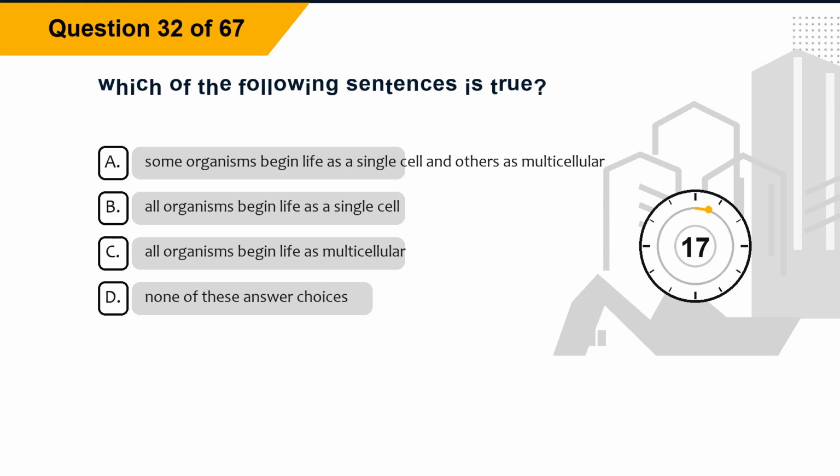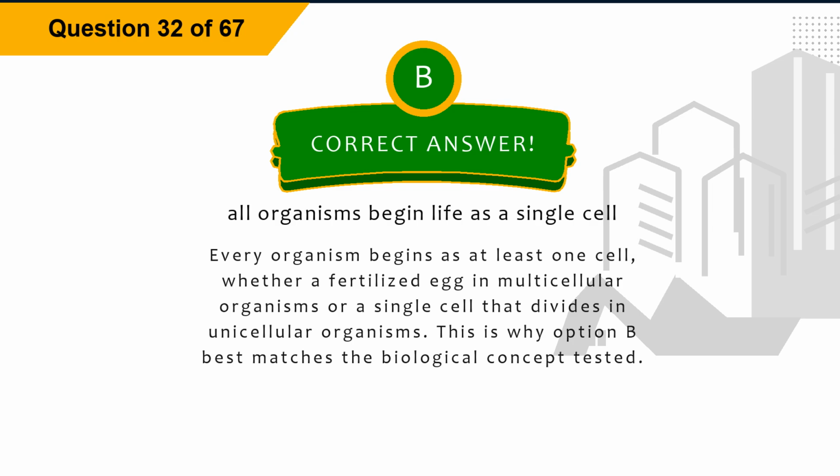Question 32. Which of the following sentences is true? Option A, some organisms begin life as a single cell and others as multicellular. Option B, all organisms begin life as a single cell. Option C, all organisms begin life as multicellular. Option D, none of these answer choices. The correct answer is option B, all organisms begin life as a single cell.